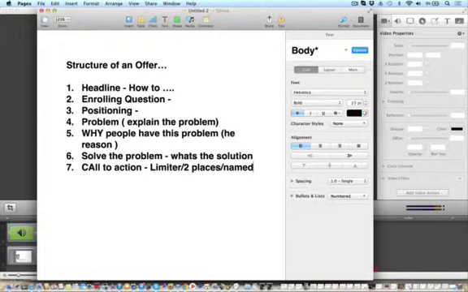And then again, I invited them. If you want to get over this problem and get this result, send me an email here on Facebook, or send me an email to my email address. So that's kind of the basis of structuring an offer.